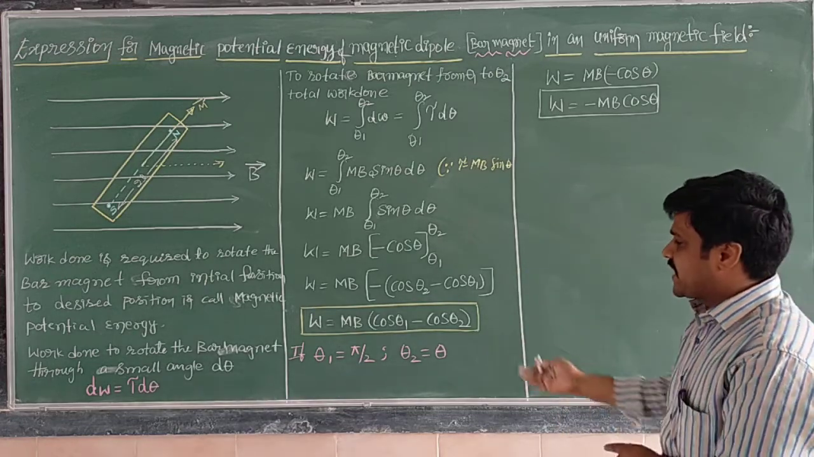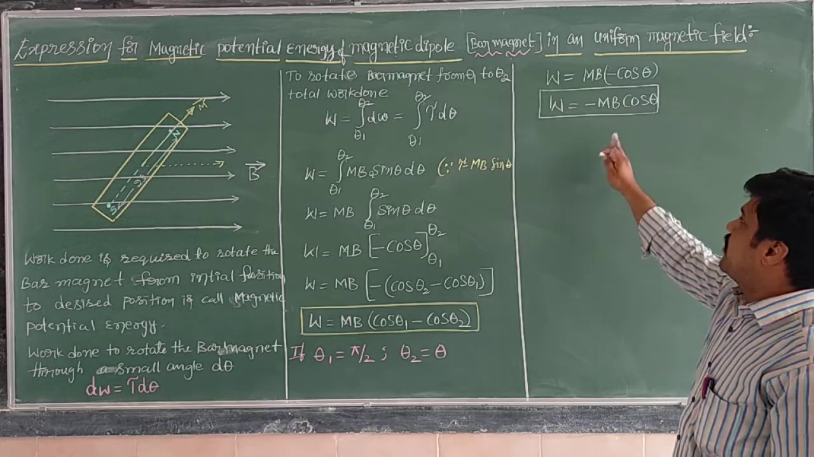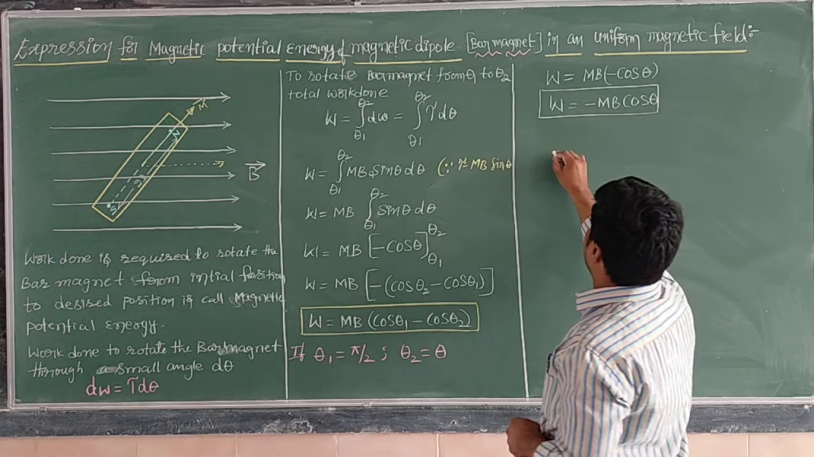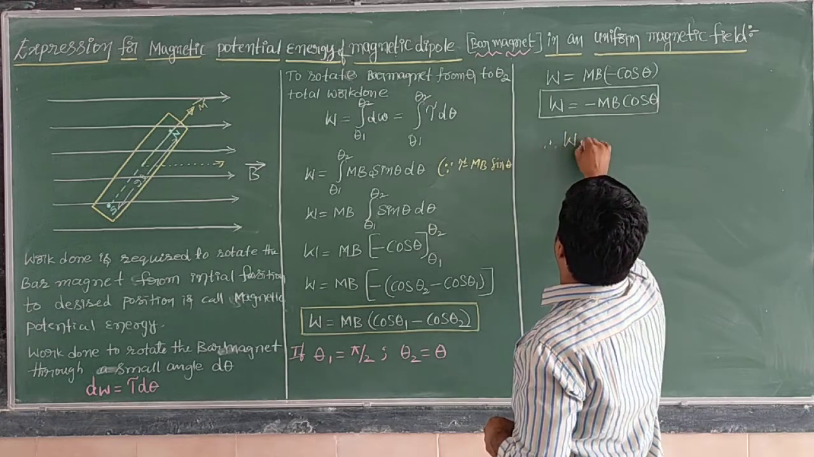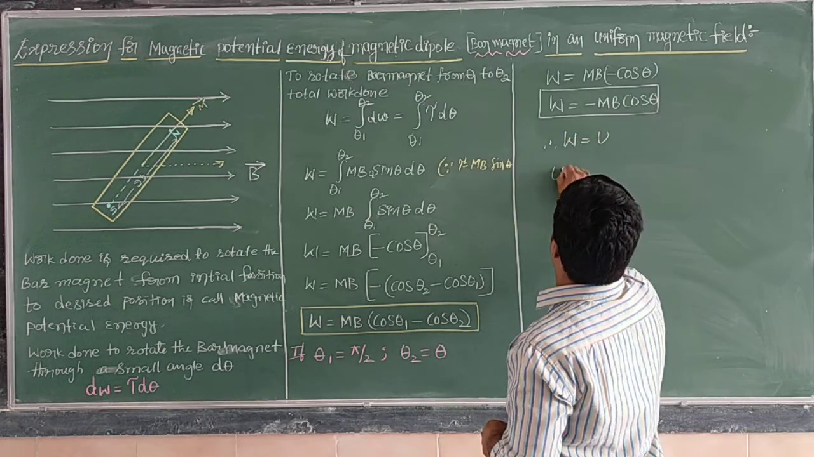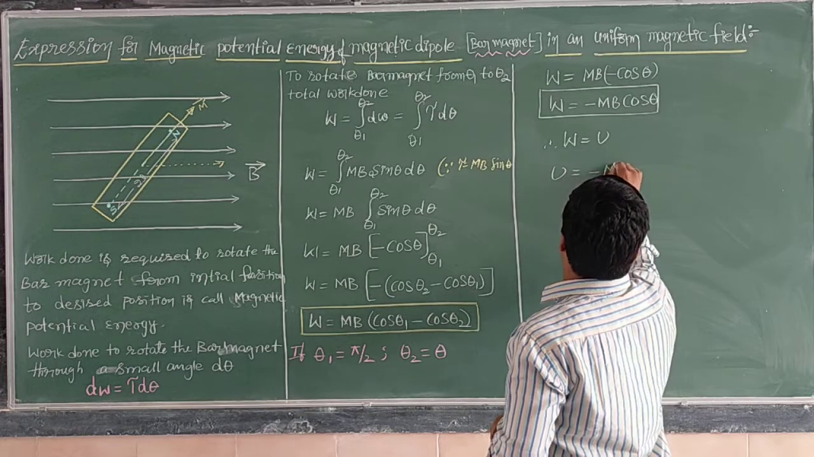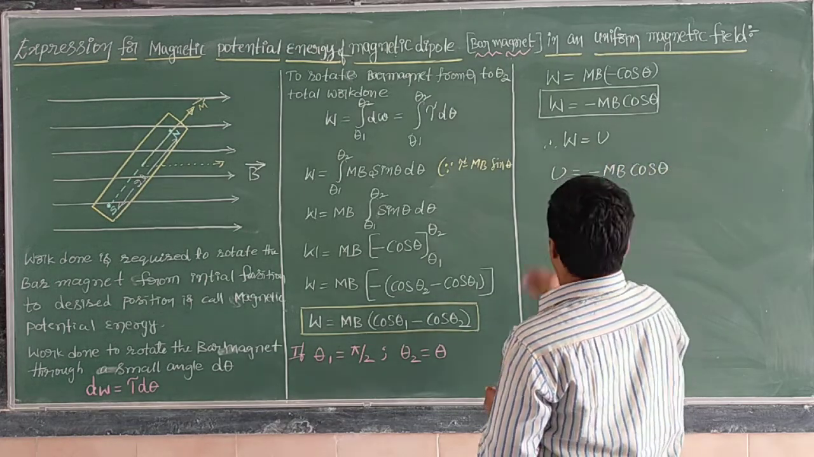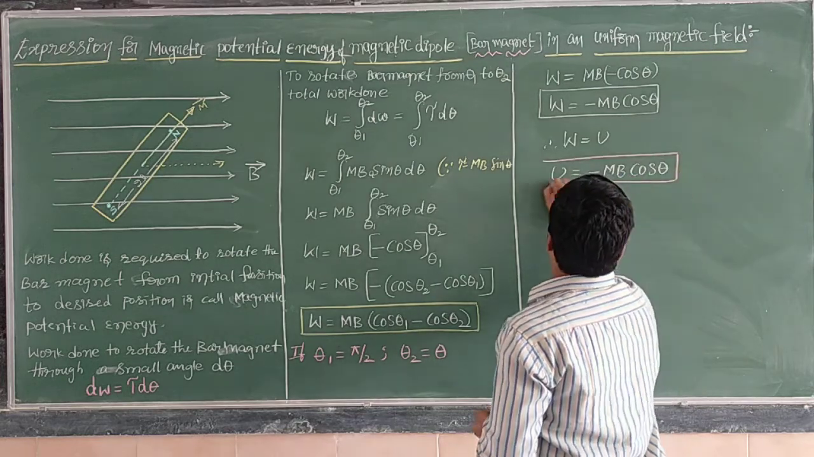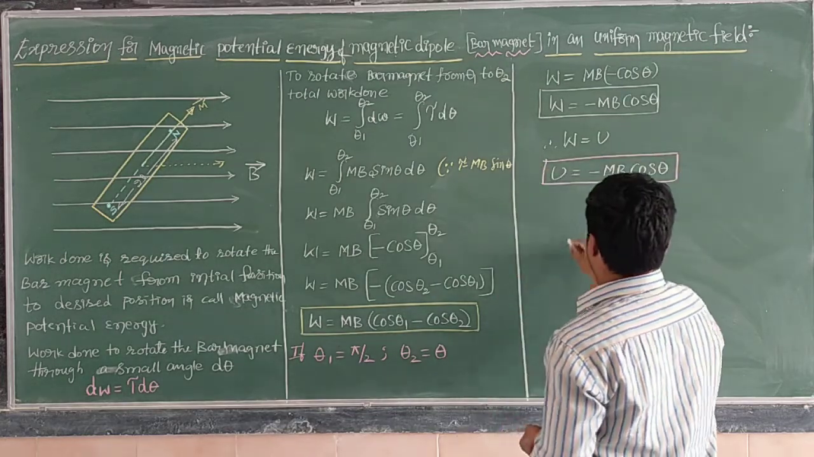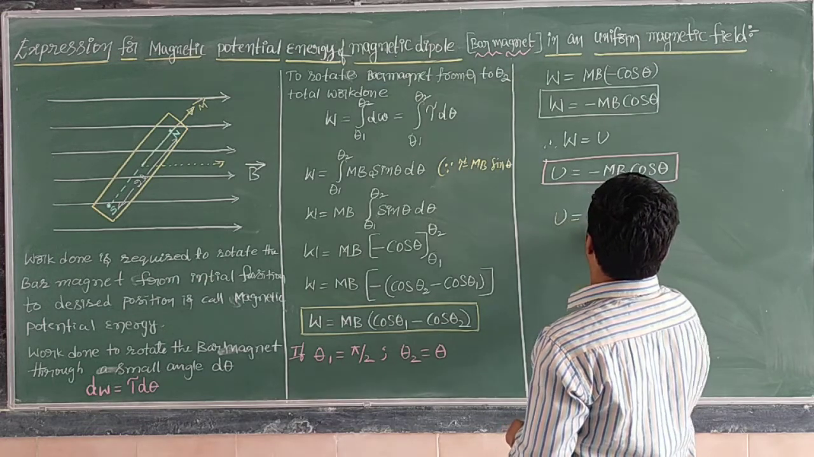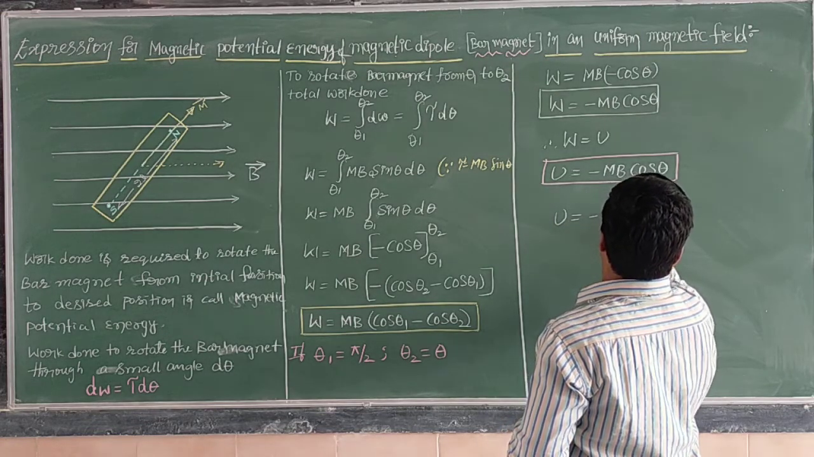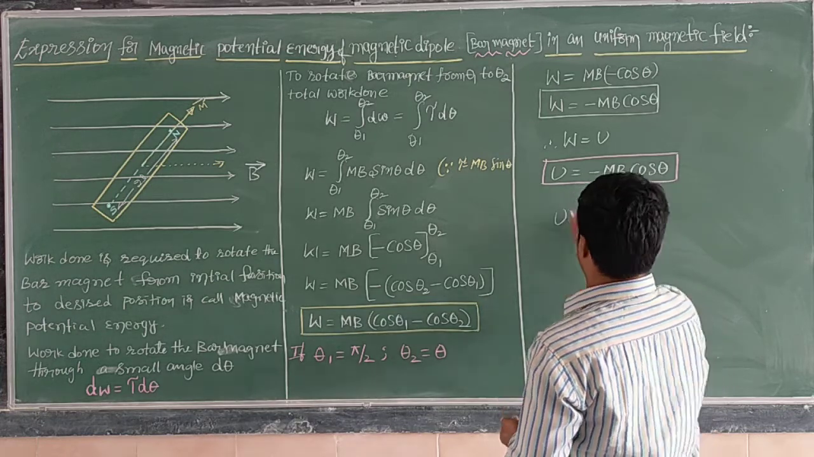When the two angles are given, this one we have to write. When only a single angle is given, we have to write like this. Of course, therefore work done is equal to potential energy. So potential energy U is equal to minus mB cos theta. In vector form, we can write U, the potential energy, equal to minus m bar dot B bar.